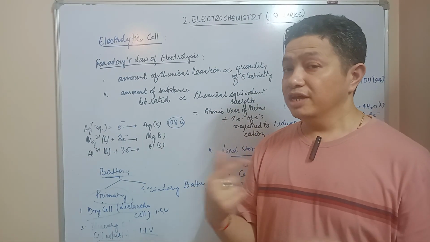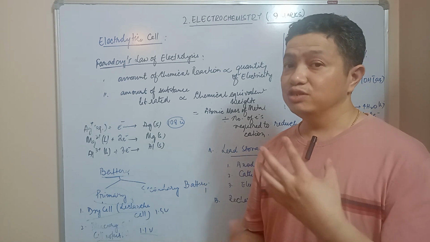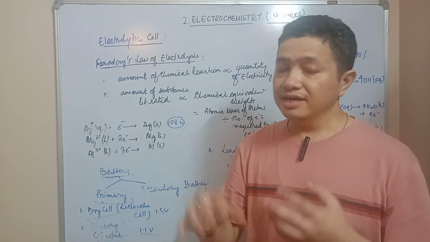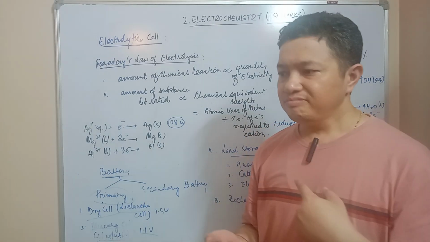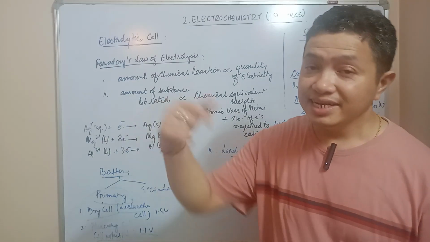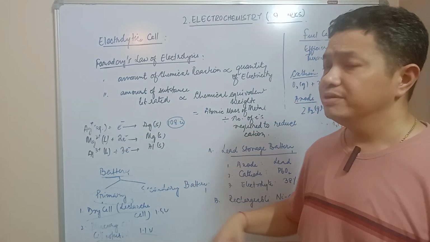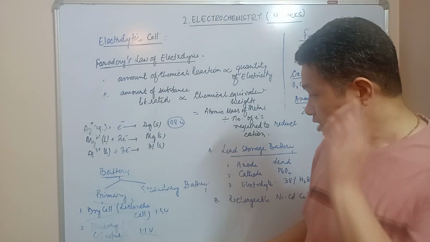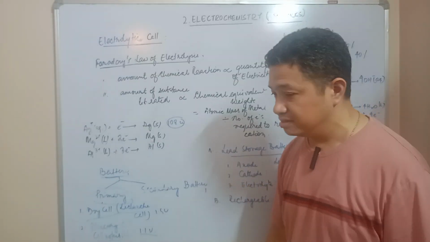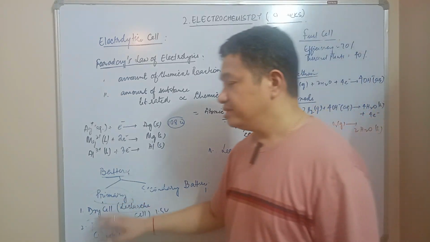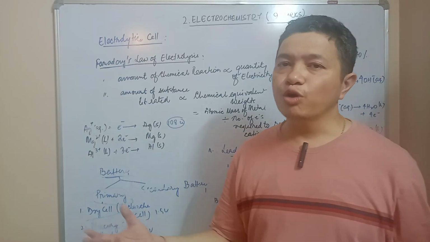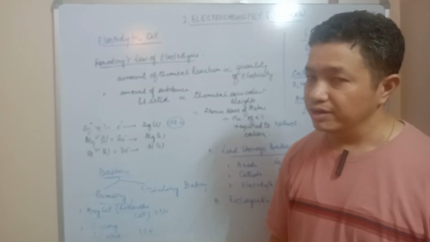So the redox reaction, which gives rise to electricity, can be done again and again by passing electricity through it. In other words, it can be recharged. Those batteries which can be recharged are known as secondary batteries. And primary batteries cannot be recharged. Once the redox reaction is over, it will stop producing electricity or electric current.